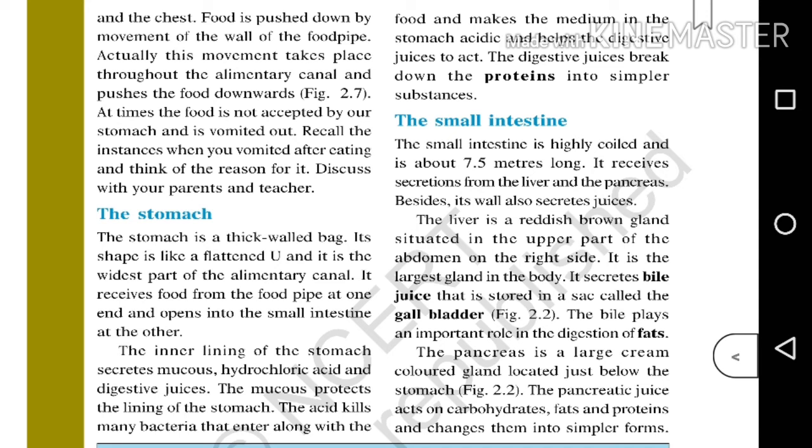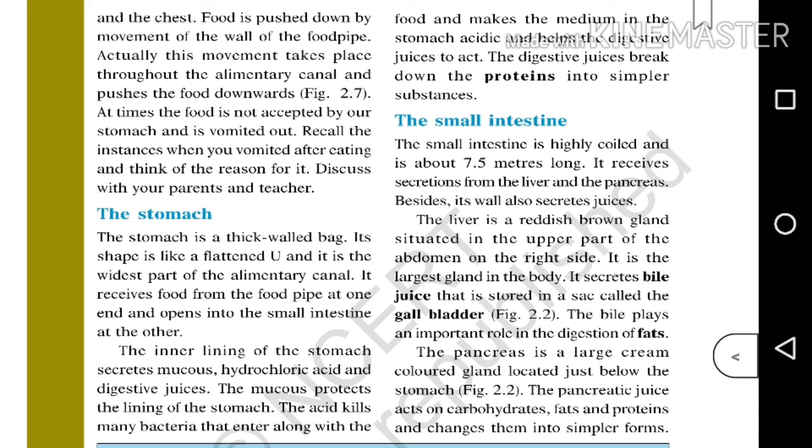The stomach. The stomach is a thick-walled bag. Its shape is like a flattened U and it is the widest part of the alimentary canal. It receives food from the food pipe at one end and opens into the small intestine at the other. The inner lining of the stomach secretes mucus, hydrochloric acid and digestive juices. The mucus protects the lining of the stomach. The acid kills many bacteria that enter along with the food and makes the medium in the stomach acidic and helps the digestive juices to act. The digestive juices break down the proteins into simpler substances.